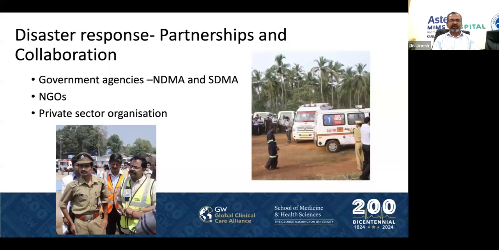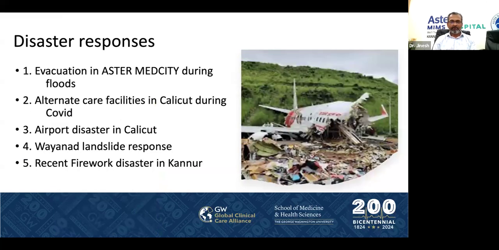The success story happens with assistance and partnership with various organizations like the National Disaster Management Authority, the State Disaster Management Authority, and a few non-governmental organizations and public sector organizations like the police, the fire and security people, and the other government hospitals and other bodies. Next slide, please.